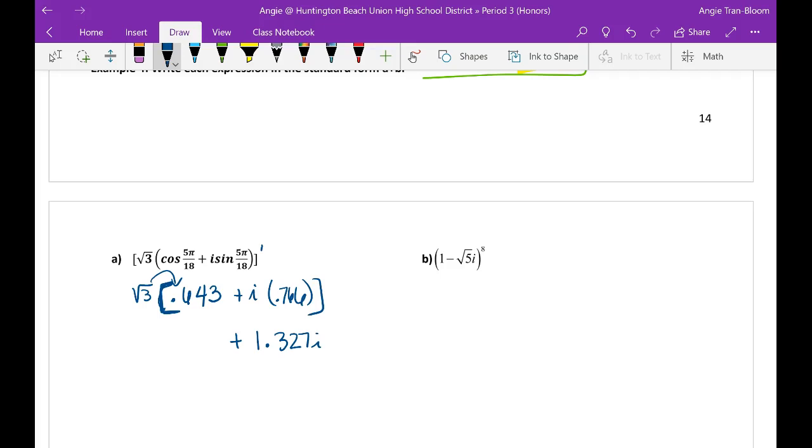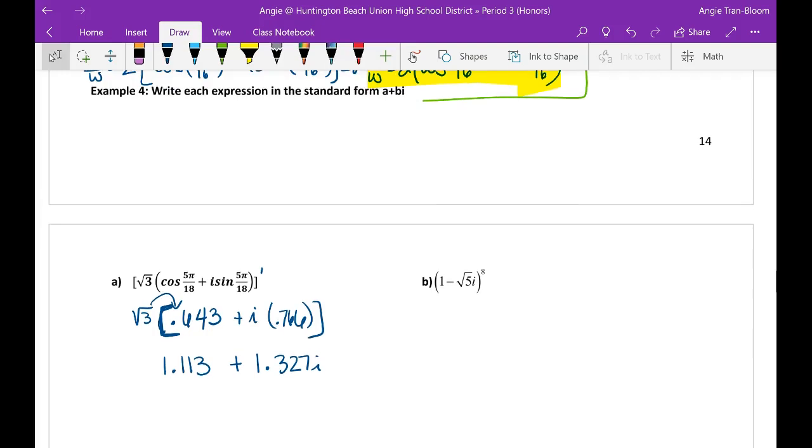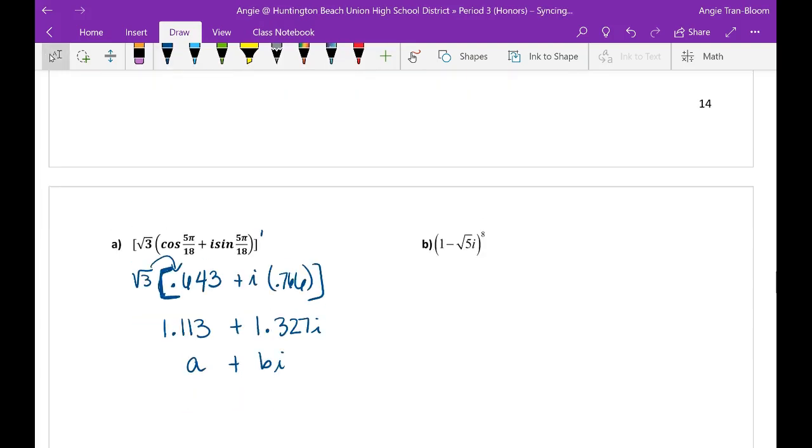And that gives me 1.113. Okay, so that is the form of a plus bi, or what you're used to seeing, x plus yi. Either one, it's exactly the same. So we'll highlight this, and that's your final answer.